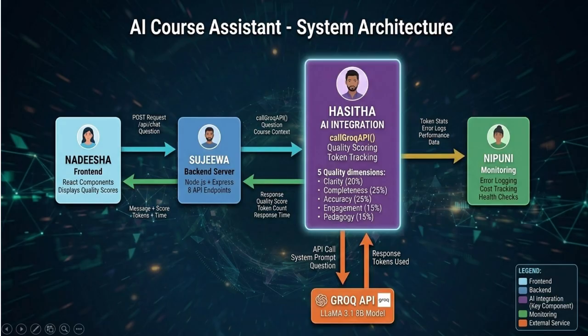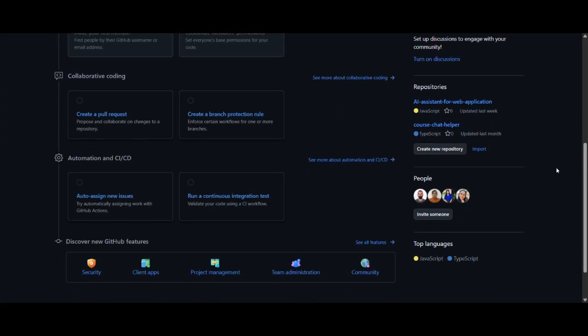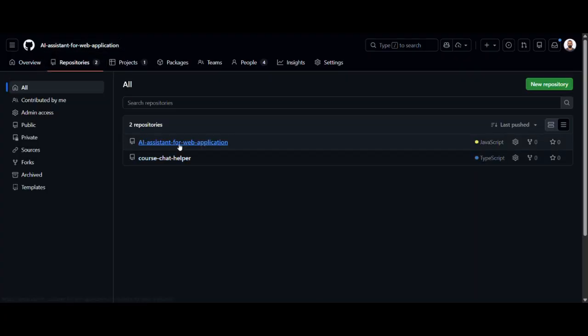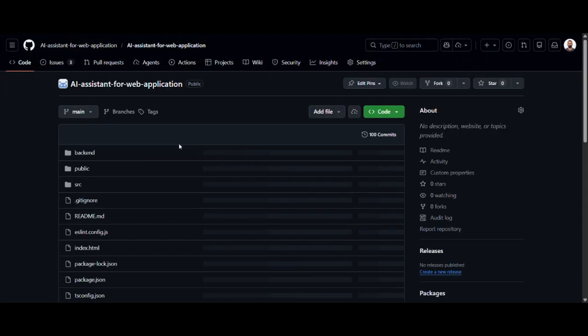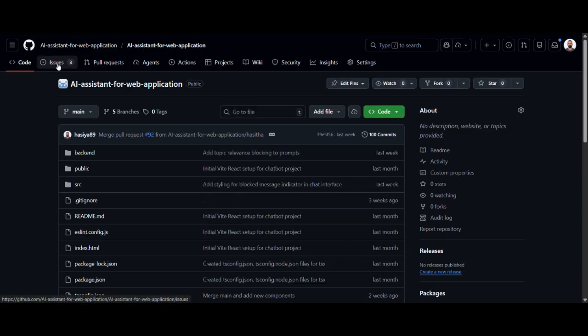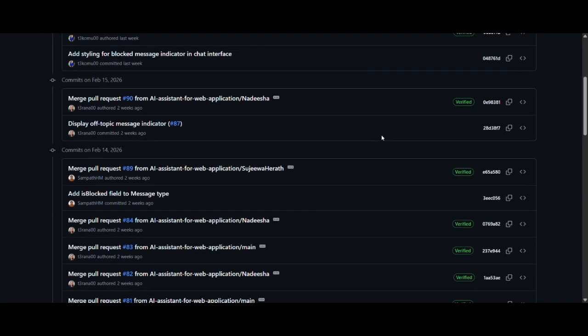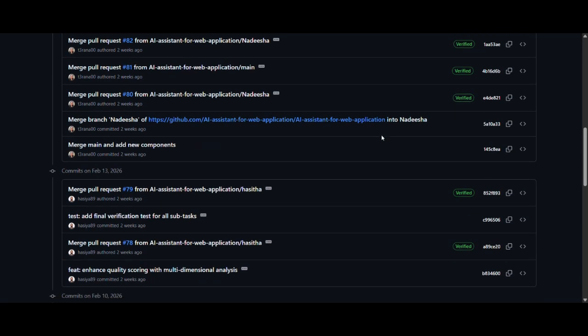Proof I understand what I built. I can explain why each design decision was made. Token tracking solves the cost problem. Quality scoring solves the reliability problem. System prompts solve the focus problem. Error handling solves the stability problem. I made these decisions. I implemented this architecture. I understand how each component works and why it exists. That is the architecture of the AI integration component I built.